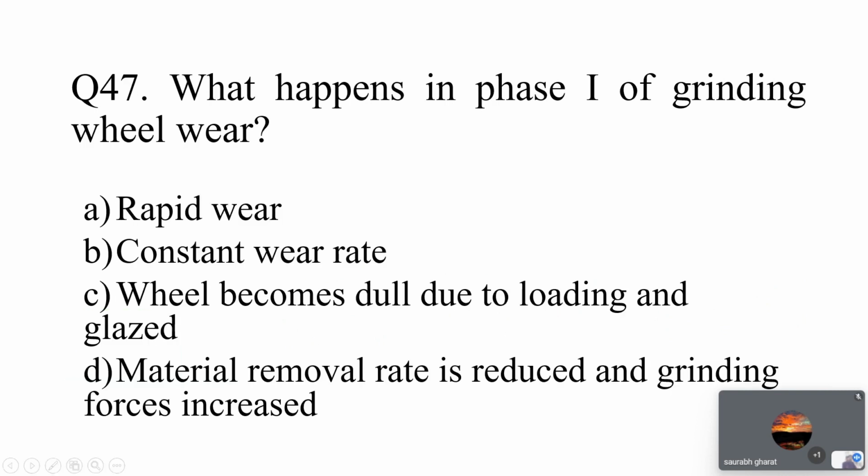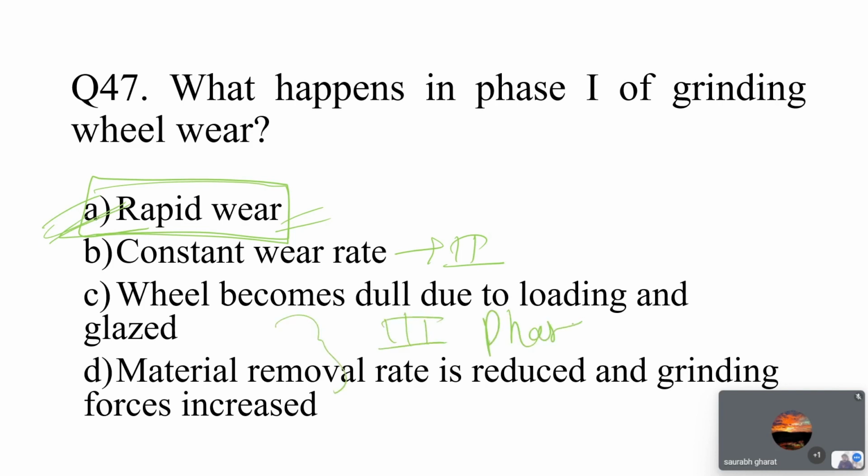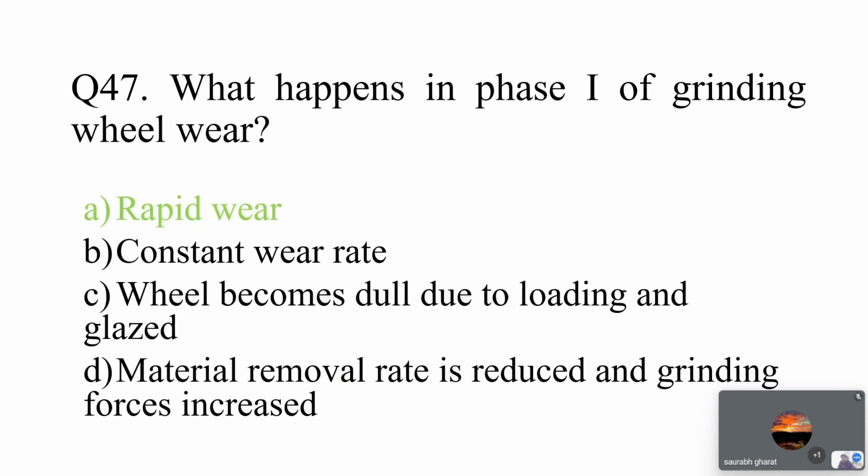What happened in phase one of grinding wheel wear? As I mentioned, rapid wear takes place in phase one, constant wear rate happens in the second phase, and the blunting happens in the third phase. So what happens in the first phase of grinding wheel wear? Rapid wear is your answer.